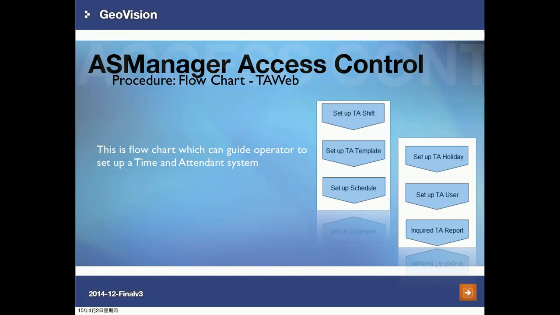This is the flowchart that you can refer to when setting up a TA web. So first you can set up your TA shift, and then TA template, your schedule, and then your holidays, and then also your users and their payroll. And then lastly, you can generate TA reports based on requirements.